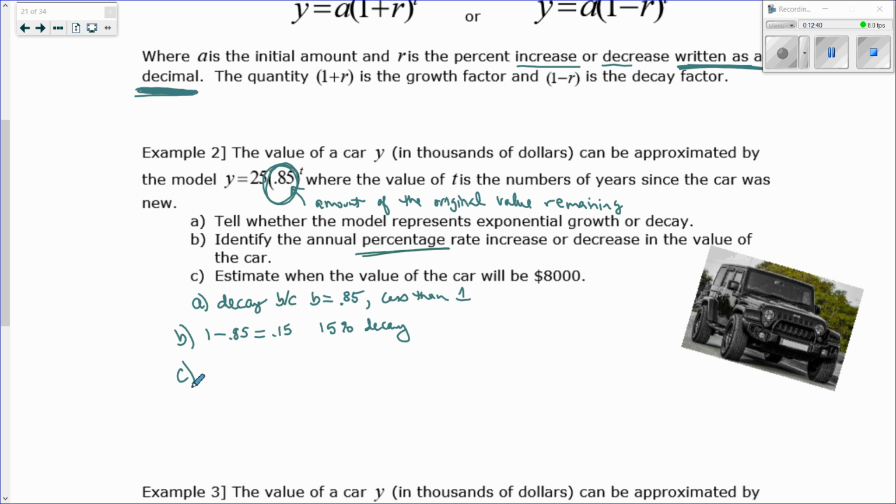So for part C, it says estimate when the value of the car will be $8,000. This you have to do on your graphing calculator. There are two different ways to do this. For either one, you need to put it into y equals. For y1, put in 25 times 0.85 to the t. And in y2, put in the 8, because this is in thousands of dollars. This means the car was initially $25,000, not $25. So we're going to put in y equals 8, and then you want to find their point of intersection.